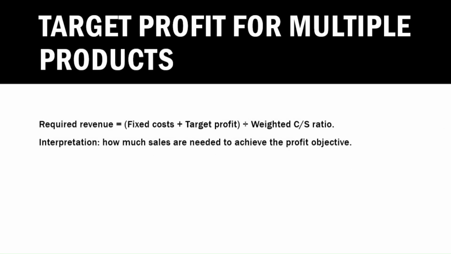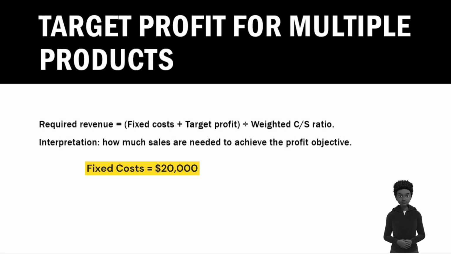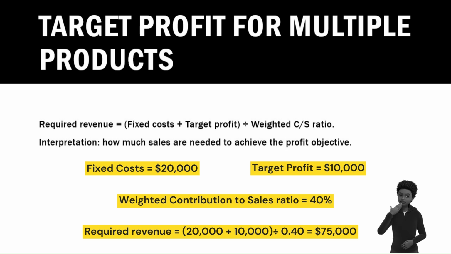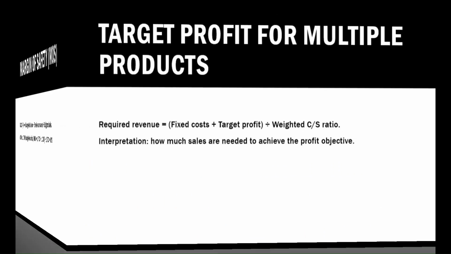Target profit for multiple products. Now let's extend the idea to target profit. Formula: required revenue equals fixed costs plus target profit divided by weighted contribution to sales ratio. For example, fixed costs equal $20,000. Target profit equals $10,000. Weighted contribution to sales ratio equals 40%. Required revenue equals $20,000 plus $10,000 divided by 0.40, which equals $75,000. This helps managers set sales targets to hit profit goals.